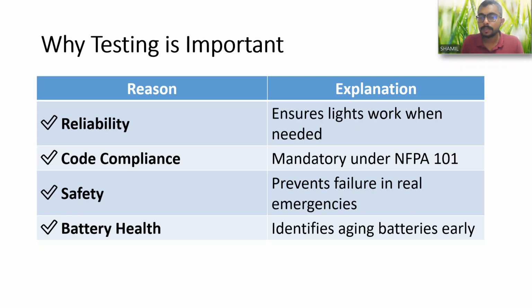Reliability is basically to ensure that the lights are working when needed, that is, during the time of an actual failure. We need to ensure that these lights are ready for that situation, that they are working during the time of the power failure. So that is why we need to ensure the reliability. The second one is code compliance. We are ensuring that the emergency lights are installed, spaced, and designed as per the code regulations.